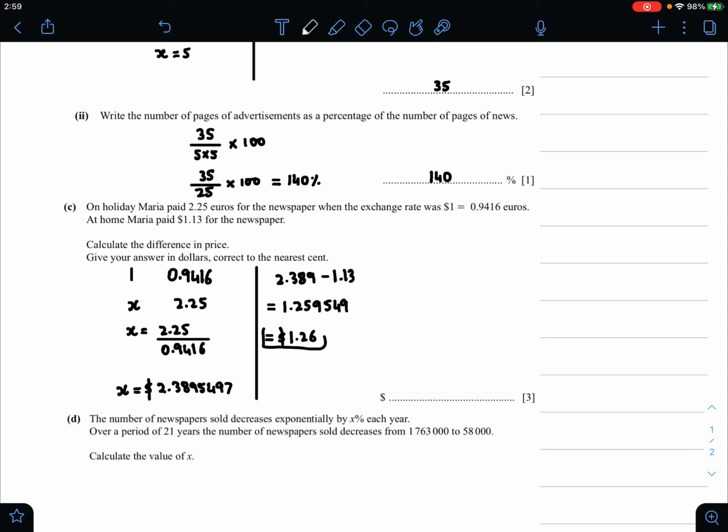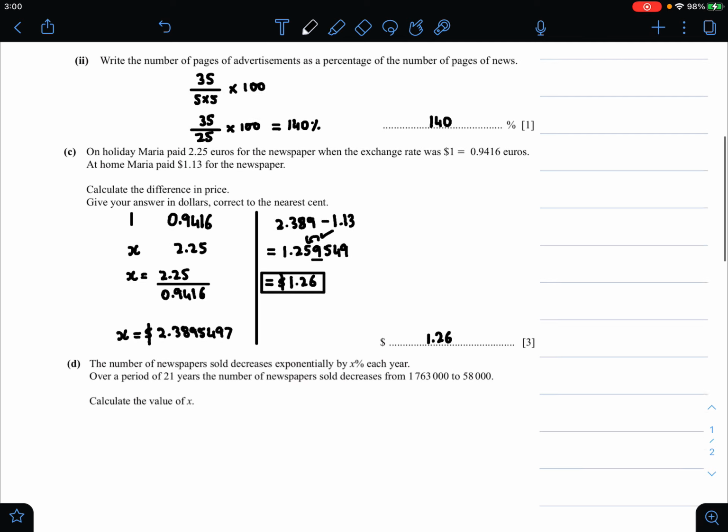$1.26, because the fourth significant figure in this case, which is 9, is greater than or equal to 5, so it rounds off the third significant figure to the next number. Therefore $1.26 will be your final answer for part C of this question. Now let's move to part D.